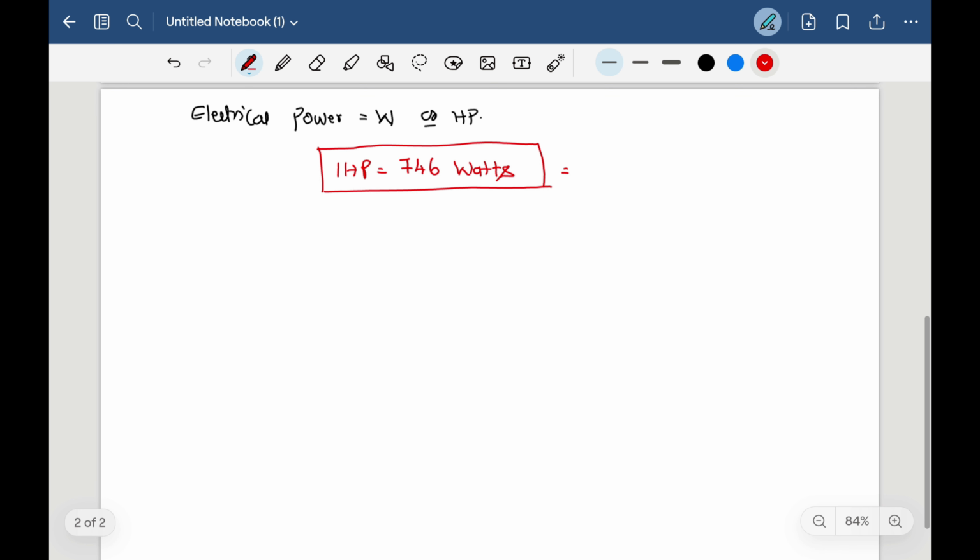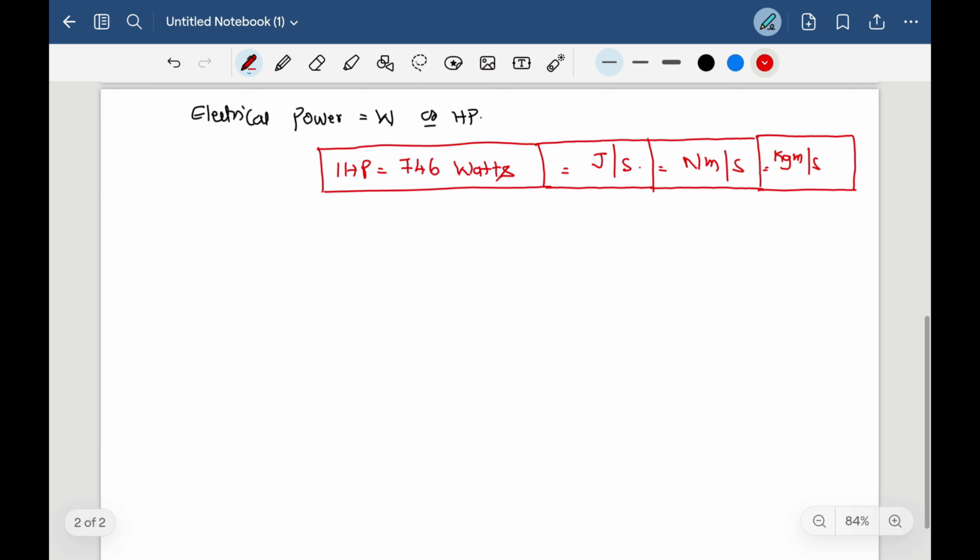This watt is energy in joules per second. Please remember this. Energy is measured in joules. Energy joules is nothing but Newton meter per second. Joule is nothing but Newton meter. Newton is nothing but kg meter per second square, into meter per second.